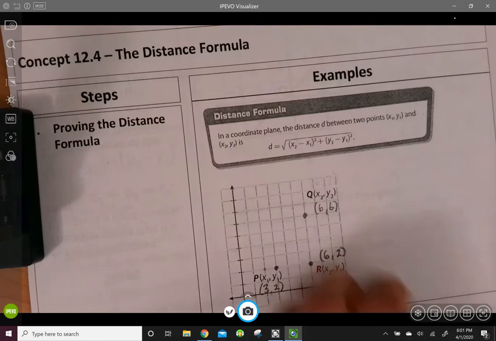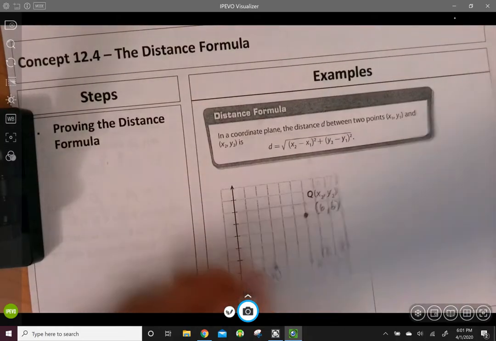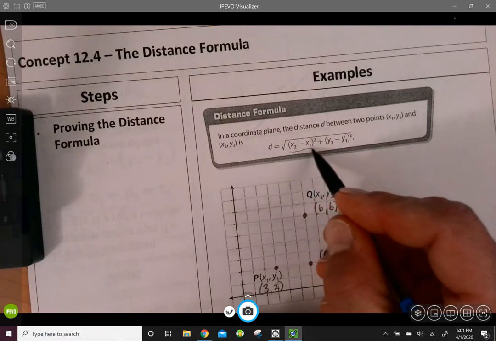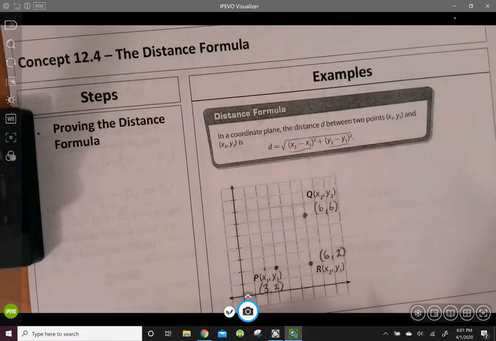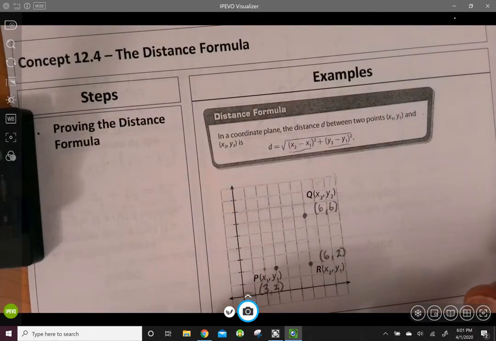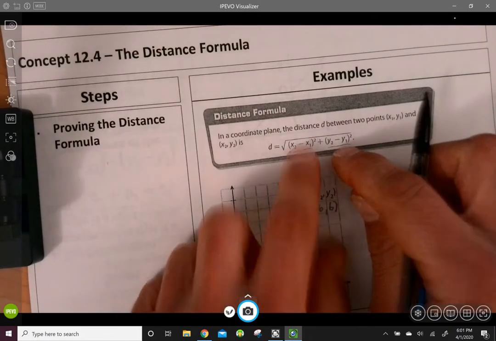Okay, and you know, here it's x2 minus x1 plus y2 minus y1. That's the same thing we just wrote on the other side. Okay, it's not going to make any difference either way. We're combining these two values.